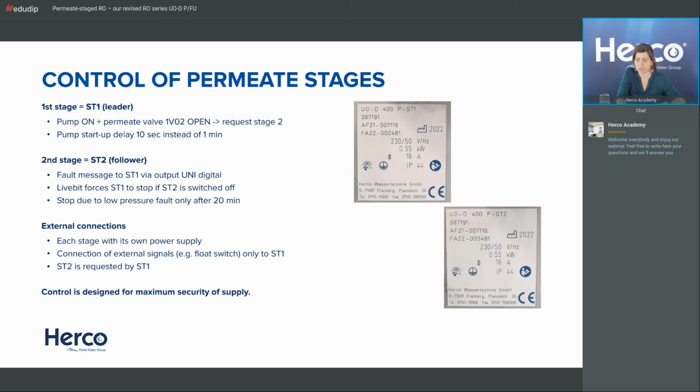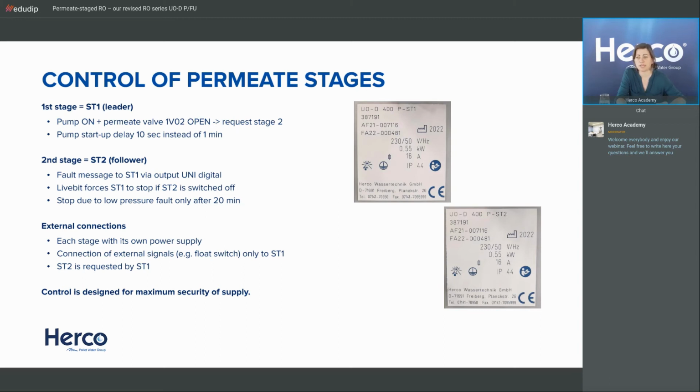So first of all, connection hoses AA and BB, yes, they are within scope of Herco. So when we deliver the unit, it will be delivered with the connections. When we retrofit the unit, we deliver only the second stage, and that stage comes with the connections as well.